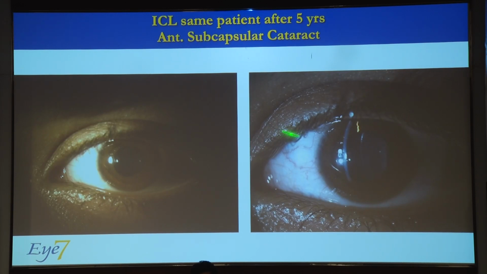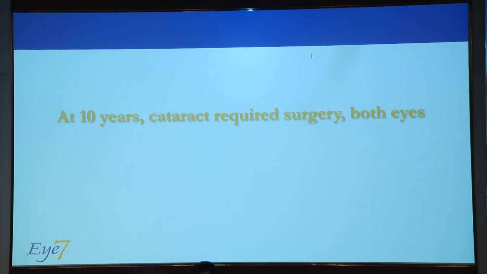he developed a small speck in the periphery. So again, it got us thinking, shall we exchange it or shall we just observe? Since the cataract was peripheral, very small and not affecting the vision, we again waited and followed up the patient. It worked very well for 10 years, until in the 10th year the patient developed a central cataract and we did the cataract surgery.